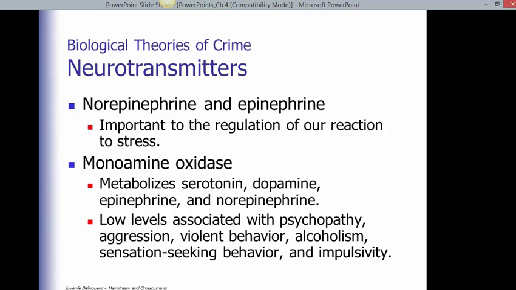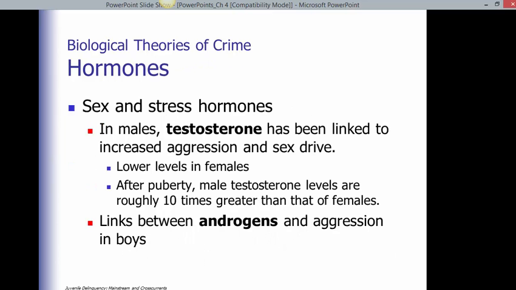Norepinephrine and epinephrine are important to the regulation of our reaction to stress. Monoamine oxidase metabolizes serotonin, dopamine, epinephrine, and norepinephrine. Low levels are associated with psychopathy, aggression, violent behavior, alcoholism, sensation-seeking behavior, and impulsivity.